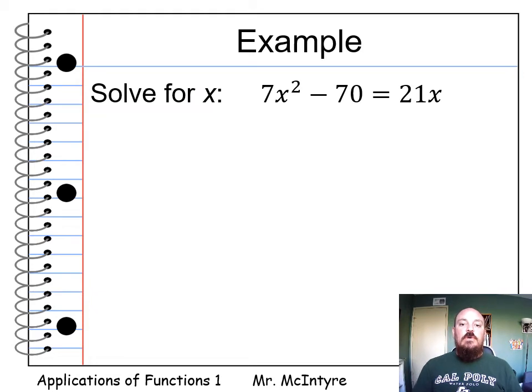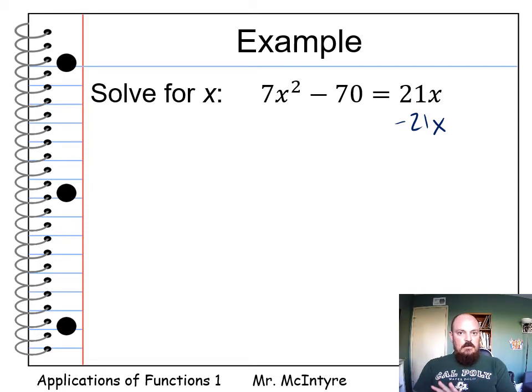We're going to solve this equation for x. 7x squared minus 70 equals 21x. So right off the bat, I notice this is not equal to 0. I can't solve it the way it's written. I need to move some things around. So I need to cancel out everything from one side of the equation. The easiest way to do that is to just cancel out that 21x. So I'm going to subtract 21x from both sides of the equation.